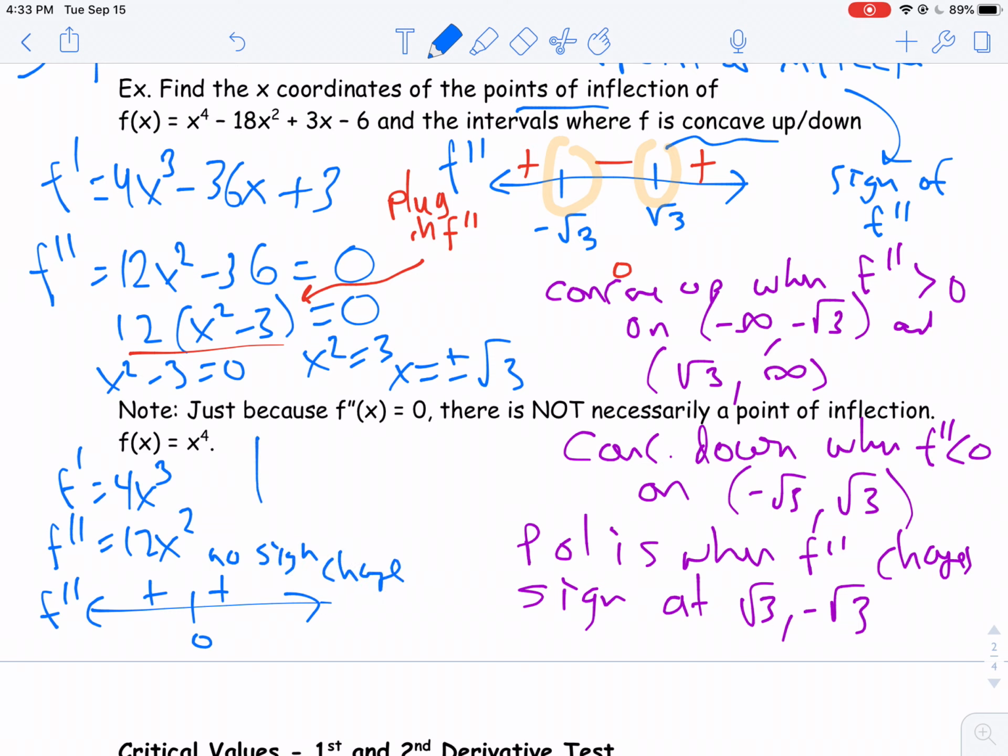If you were to graph this x to the 4, it's similar to a parabola in the sense that it's always concave up. So this is not a point of inflection because it doesn't change from positive to negative. Make sure you see that change of sign in the second derivative.